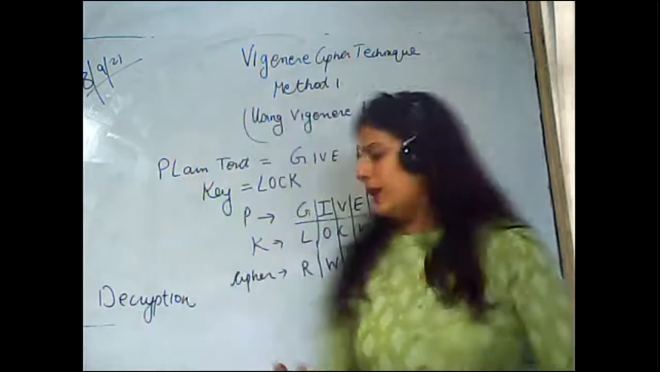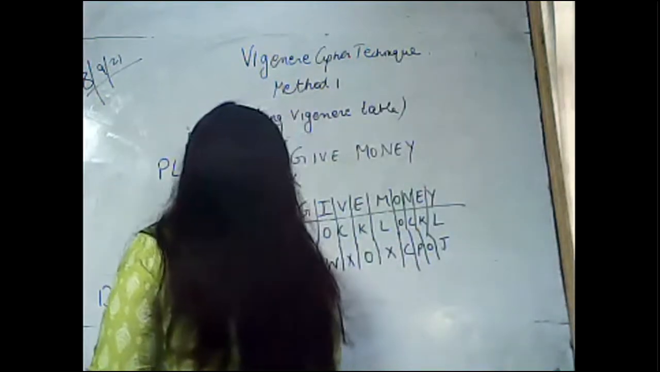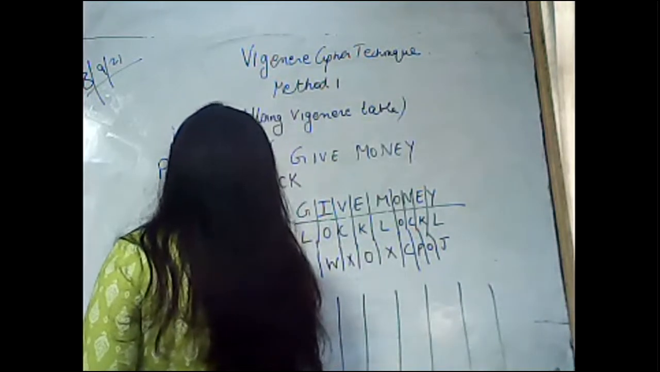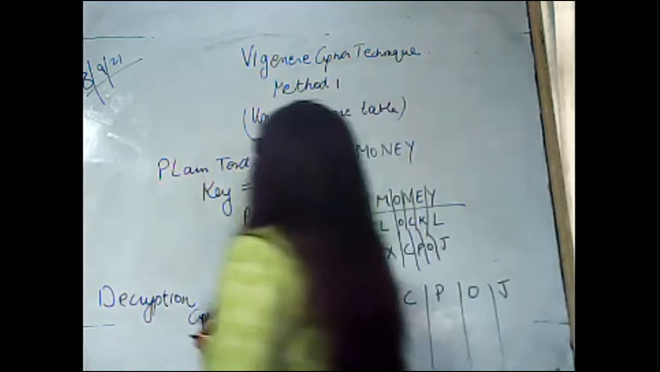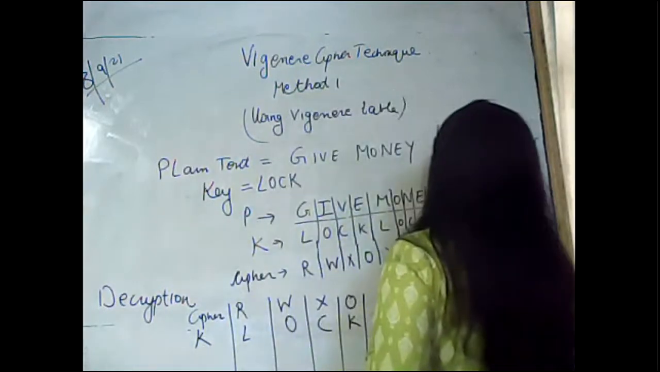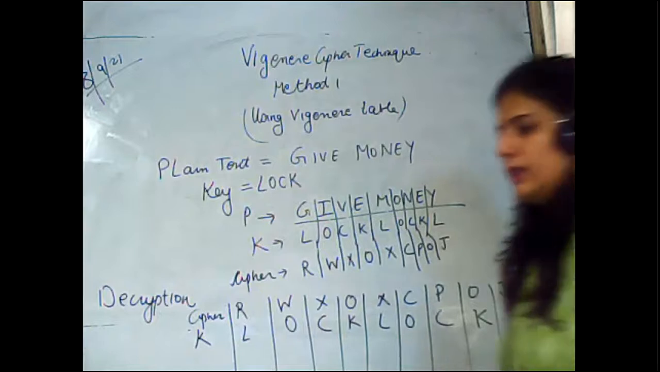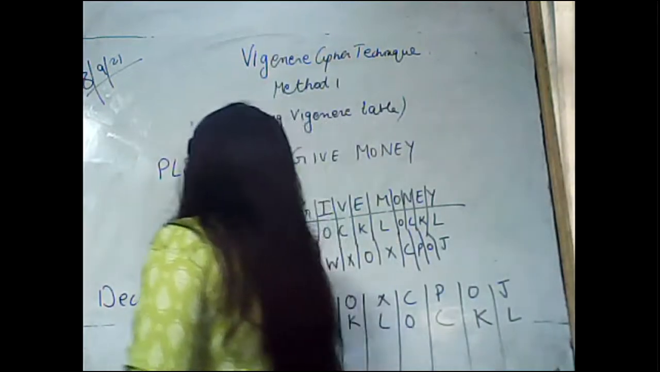So let's suppose, for the decryption part, the cipher I received above. For that cipher value, what do I have? R, W, X, O, X, C, P, O, and J. Okay, so again I will use that key here. So what was my key? L, O, C, K, L, O, C, K, and the last alphabet is L. Clear? And now we will find the plain text.